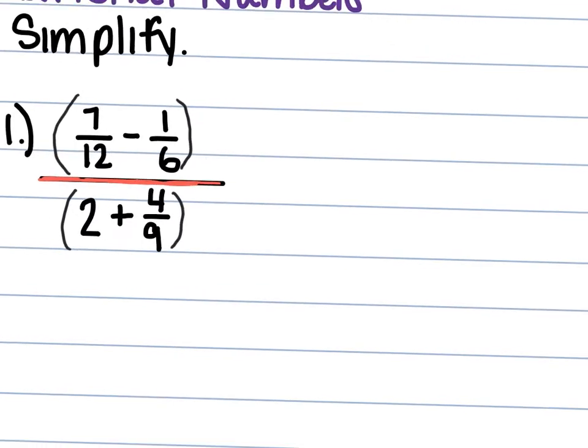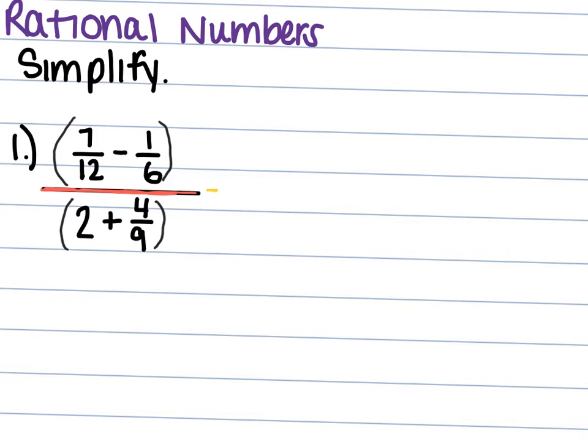So let's start with the top. Because there's stuff to be done on top and bottom, we're actually going to do that first. We're going to do that top and bottom. So let's talk about the top. What can we do with the top? Make the denominator the same. Beautiful. Let's get a common denominator.